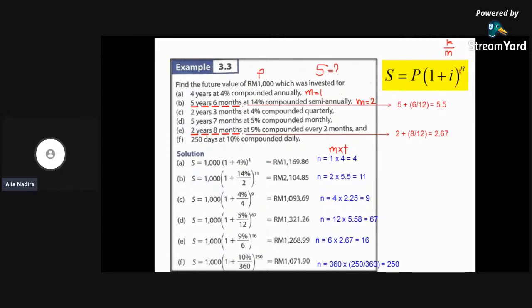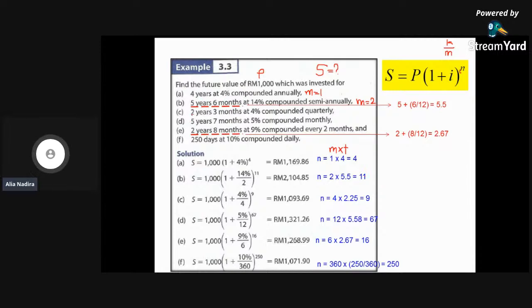Okay, substitute into the formula. P(1 plus I), K is 14%. Okay, 0.14 divided by M. Okay, 2, this is M, semi-annually. N is M times T. M is 2 times T, 5.5. Okay, we already converted into years. So we get 11.